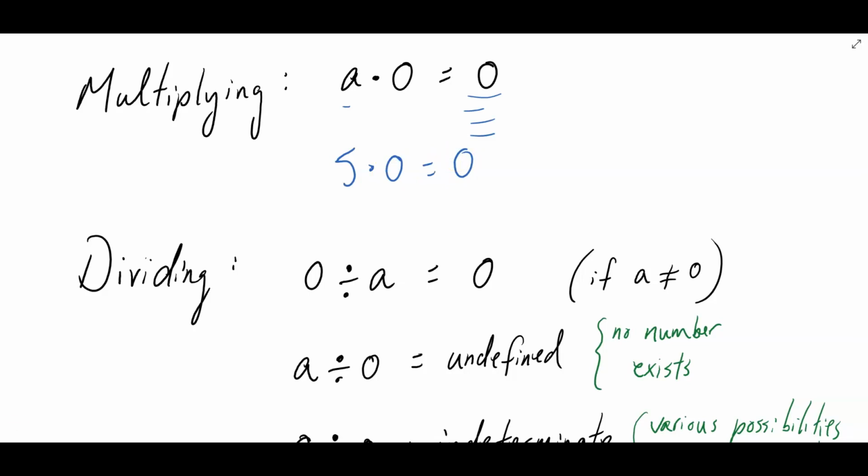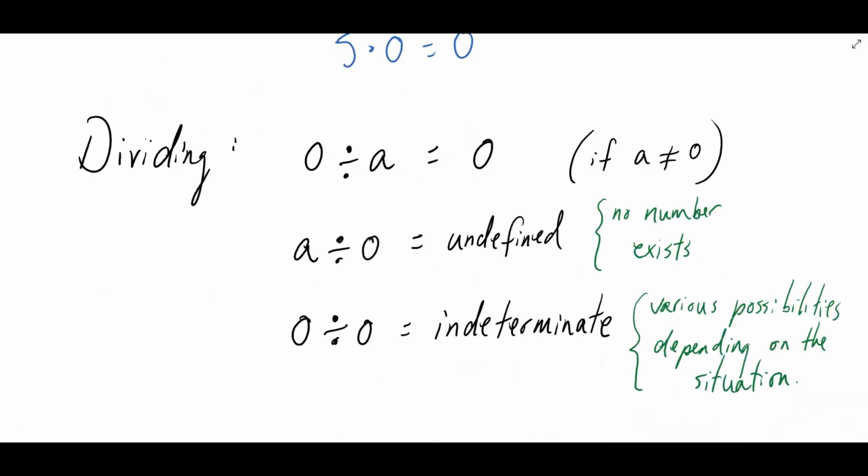For division, division is not commutative, so it does matter what order we do it in. If it's 0 divided by a number, then the result is 0, as long as that number is not 0 itself. So lots of times we like to think about division. If I have 0 pizzas, and I'm going to divide those 0 pizzas amongst a class of 40, how much pizza does everyone get? 0, right?